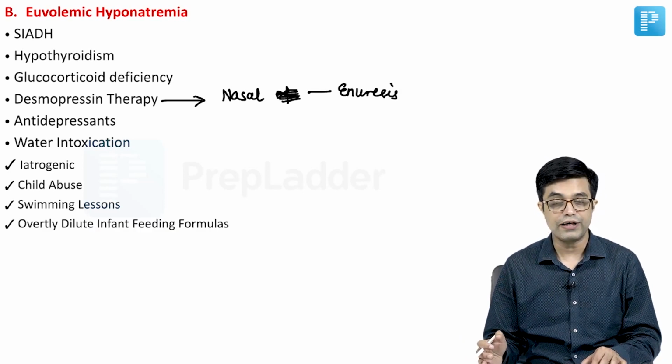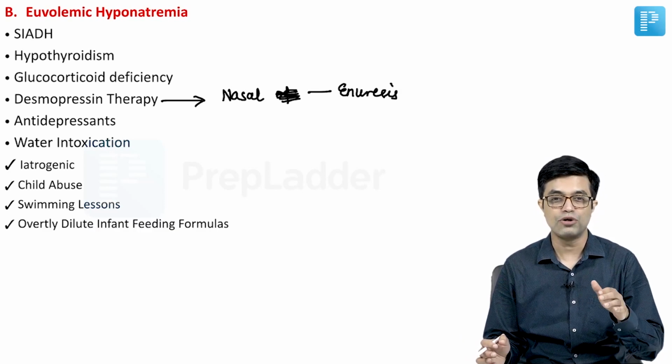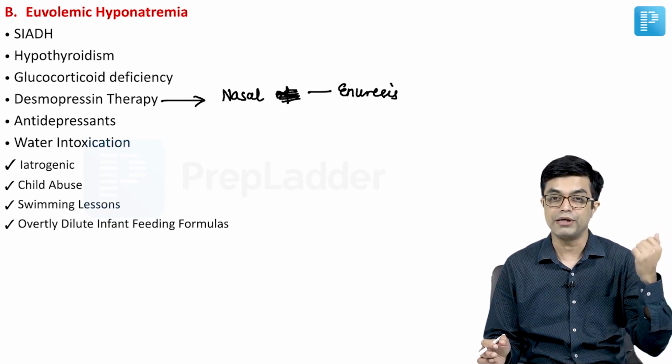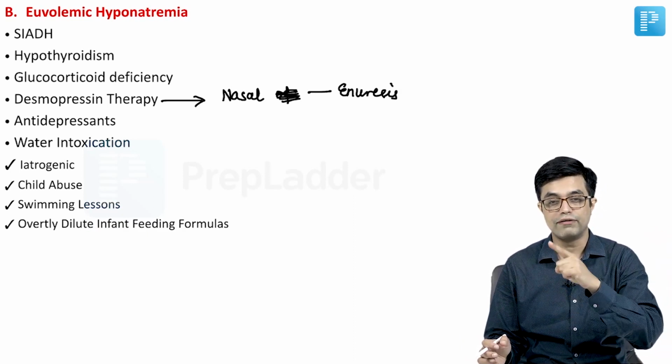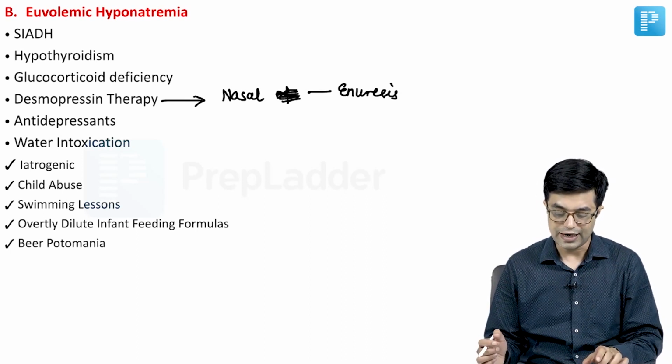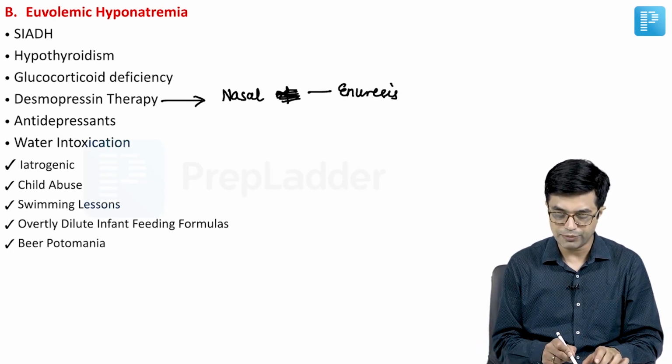Overly dilute infant feeding formulas. If the formula is too concentrated, it will cause hypernatremia. If it is too dilute, it will cause hyponatremia. And beer potomania. What is beer potomania?